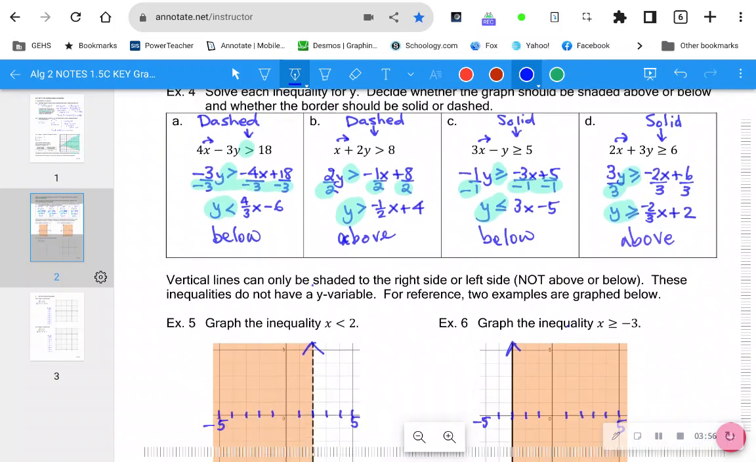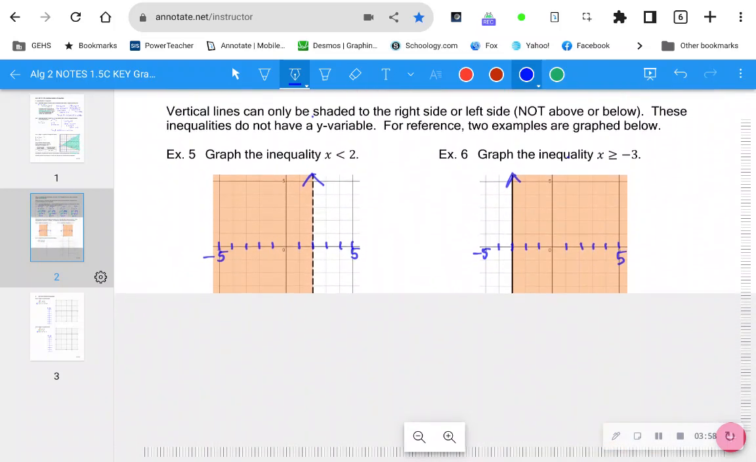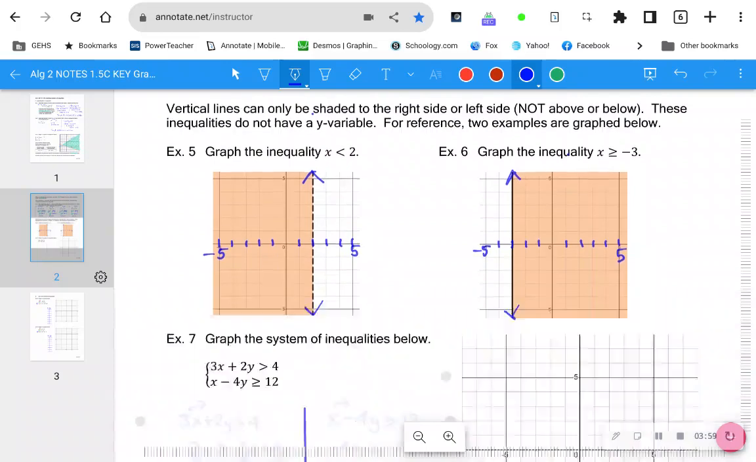Okay, there is one exception to shading above and below. If you have a vertical line, a straight up and down line, okay, then it's impossible to shade above it and below it because it goes forever up, forever down. What you have to do is switch gears. The equations look a little different. You can see here's the x equals 2 line, and we have to be less than that.